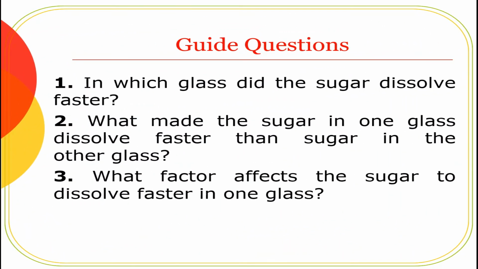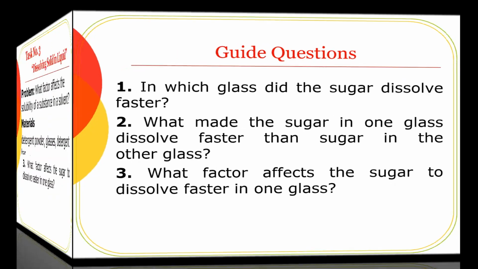Answer the following guide questions in your notebook. Number 1. In which glass did the sugar dissolve faster? Number 2. What made the sugar in one glass dissolve faster than the sugar in the other glass? Number 3. What factor affects the sugar to dissolve faster in one glass?